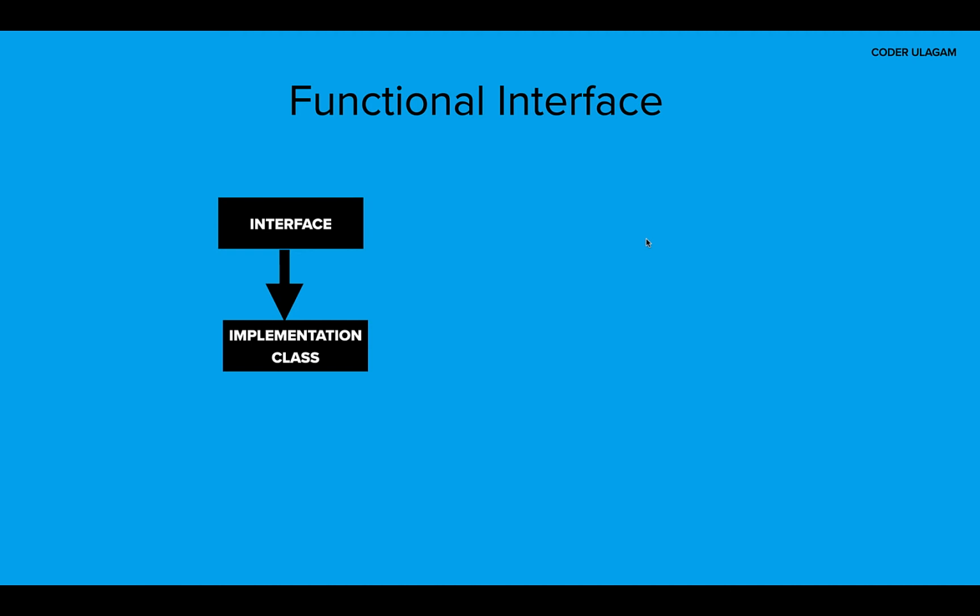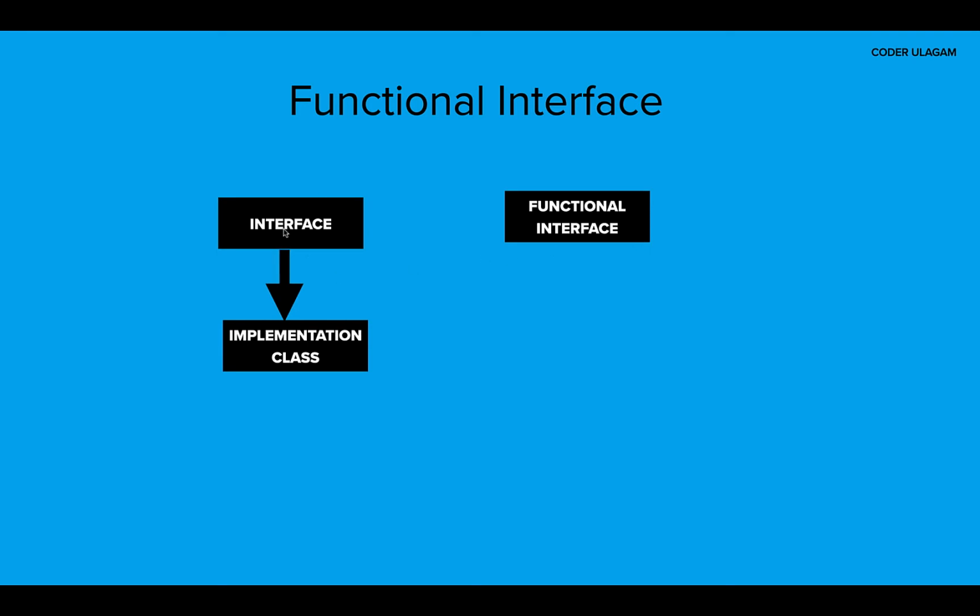Now, starting in Java 8, they've introduced something called functional interface. What is this functional interface, and why do we need it? Can't we just use the existing interface? Yes, you can use the existing interface. But the main goal of the functional interface is to support functional type of programming, which is the Lambda expressions.